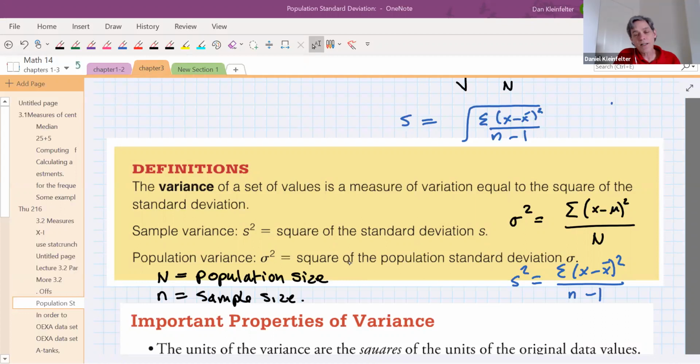For the population, it's going to be the sum of x minus mu squared all over capital N, but without the square root on it. And then for s squared, which is the sample standard deviation, you will have the sum of x minus x bar all squared, and that's divided by little n minus 1, one less than the sample size. Okay, so most often the standard deviation is used, but we do want to mention the variance because it does come up. There are some important properties of variance that we would like to see next.